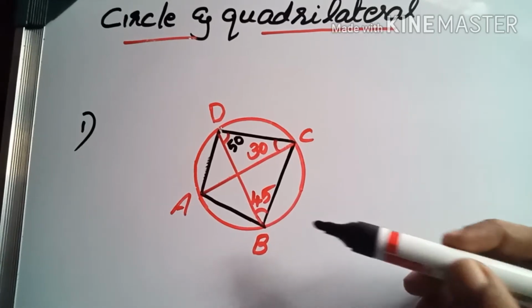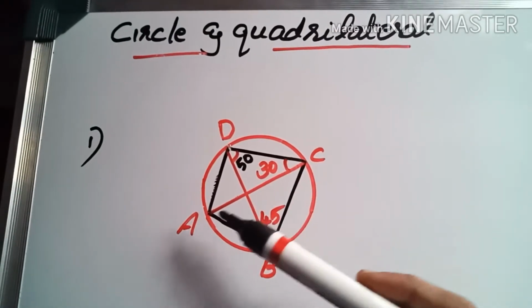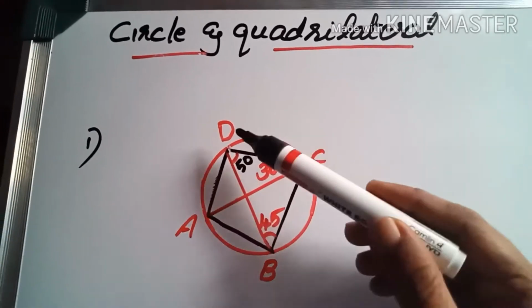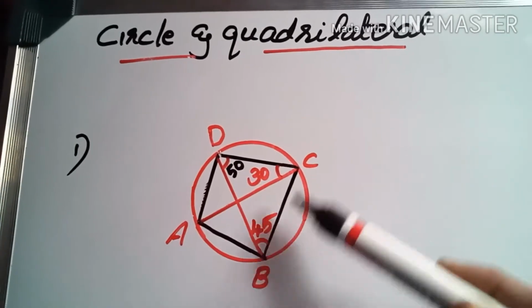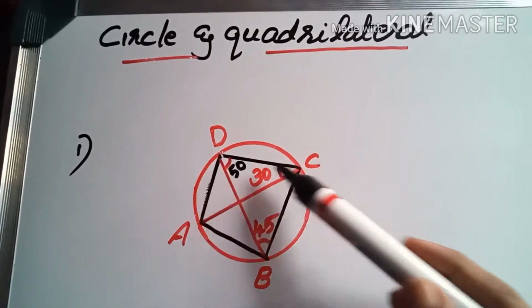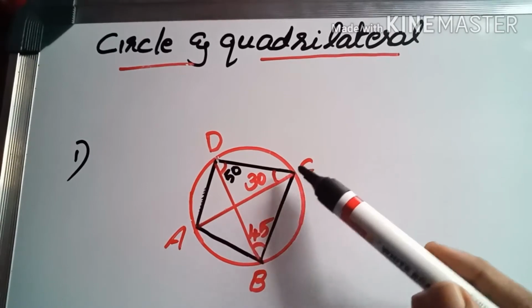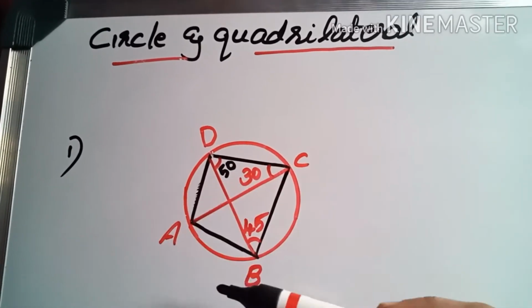Okay, this is a rough figure given in the question. Quadrilateral ABCD. So here three angles are given. Angle DBC is 45 degrees, angle DCA is 30 degrees, and angle CDB is 50 degrees.